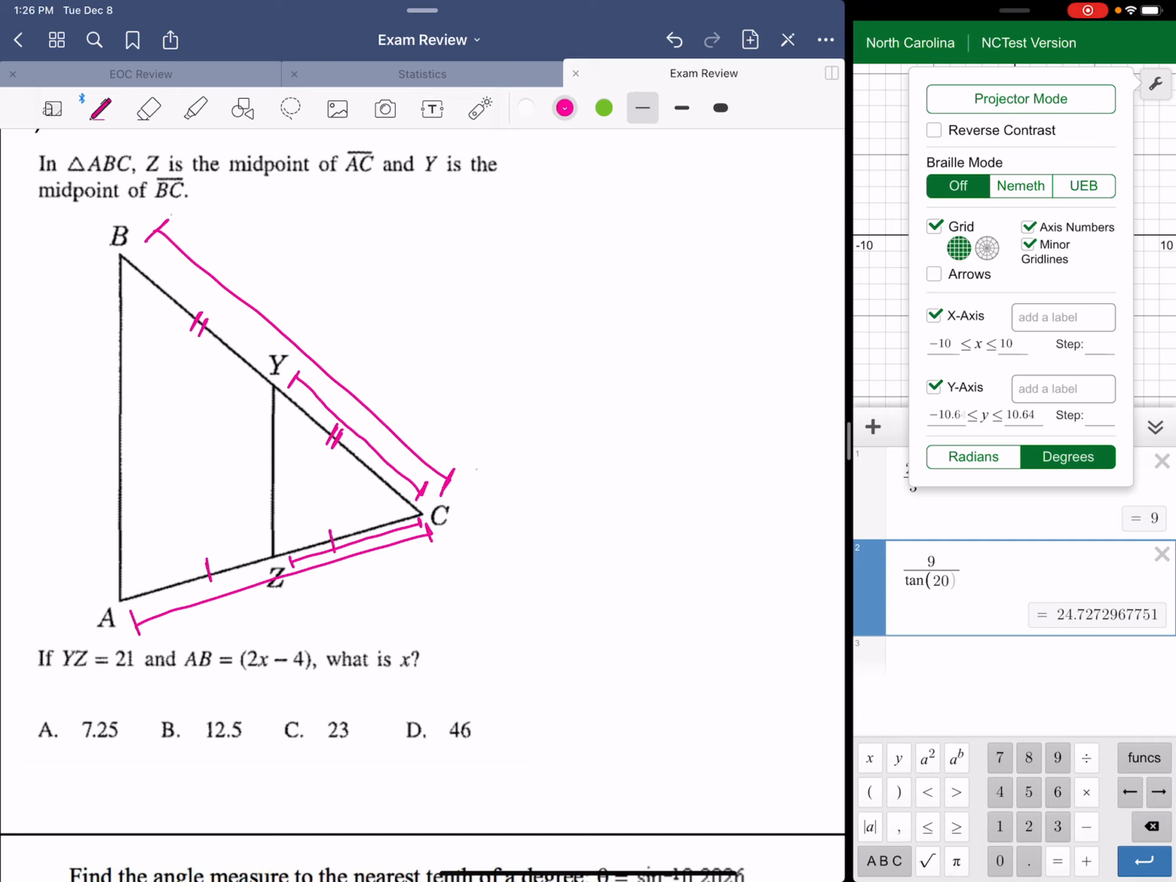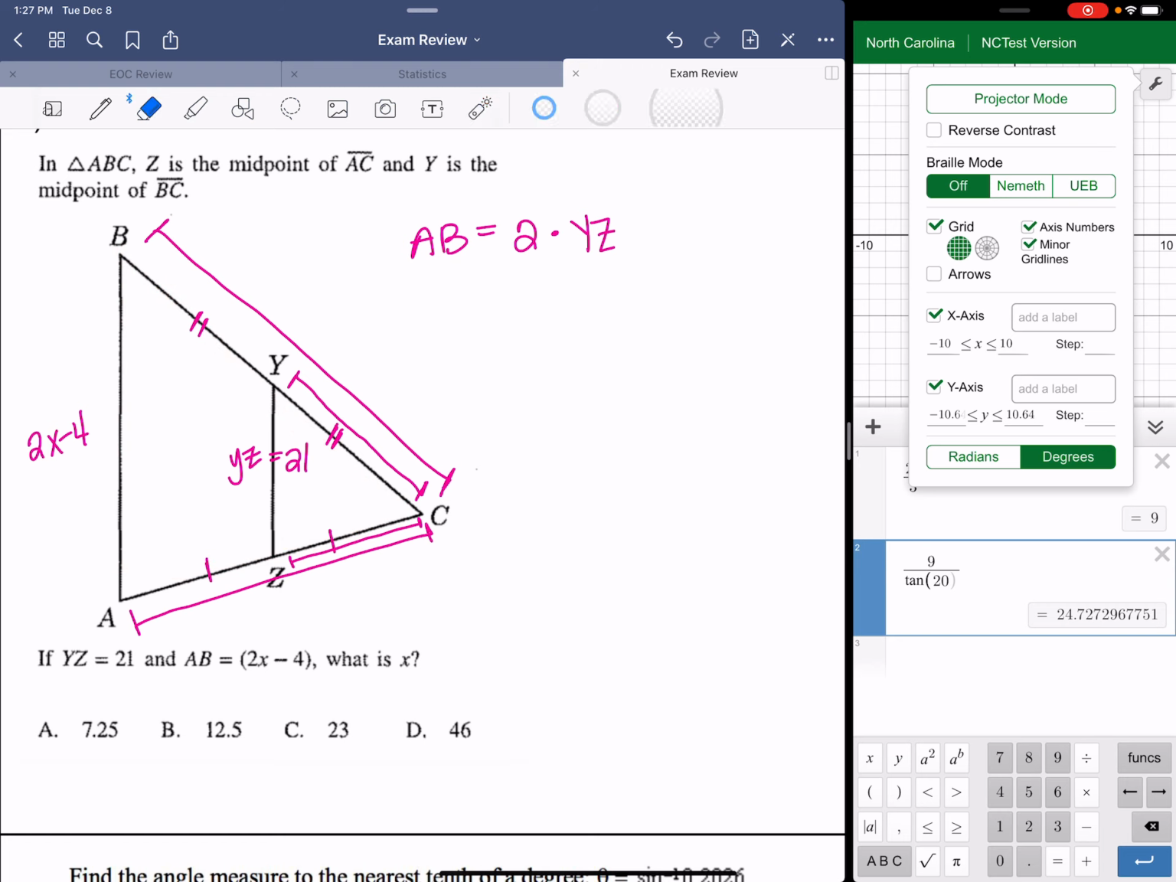So what we know is that YZ, this length here that we want to know, we're going to have to figure out what AB is. And since we know AB is 2x minus 4 and YZ is 21, now we can actually do some solving here, because BA is going to be twice the length of YZ. So AB is 2 times the length of YZ. And we know that because we know the smaller triangle is half the size of the larger one.